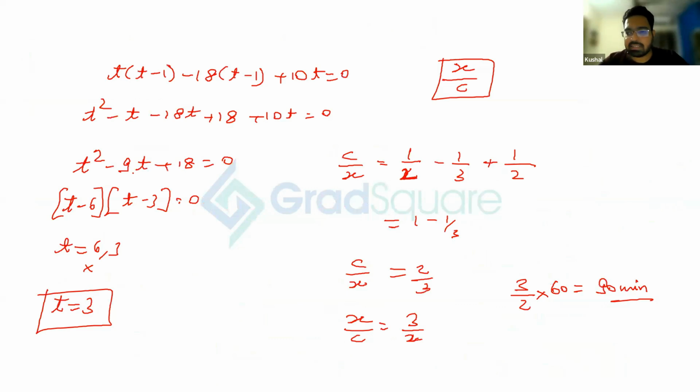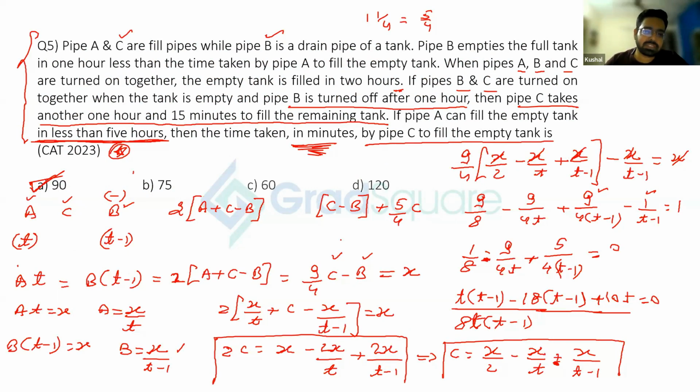So can you explain the second equation? Shivam, the second equation we are talking about, B is equal to T minus 1. Just say yes if that is what you are referring to. 2 times of A plus C minus of B.